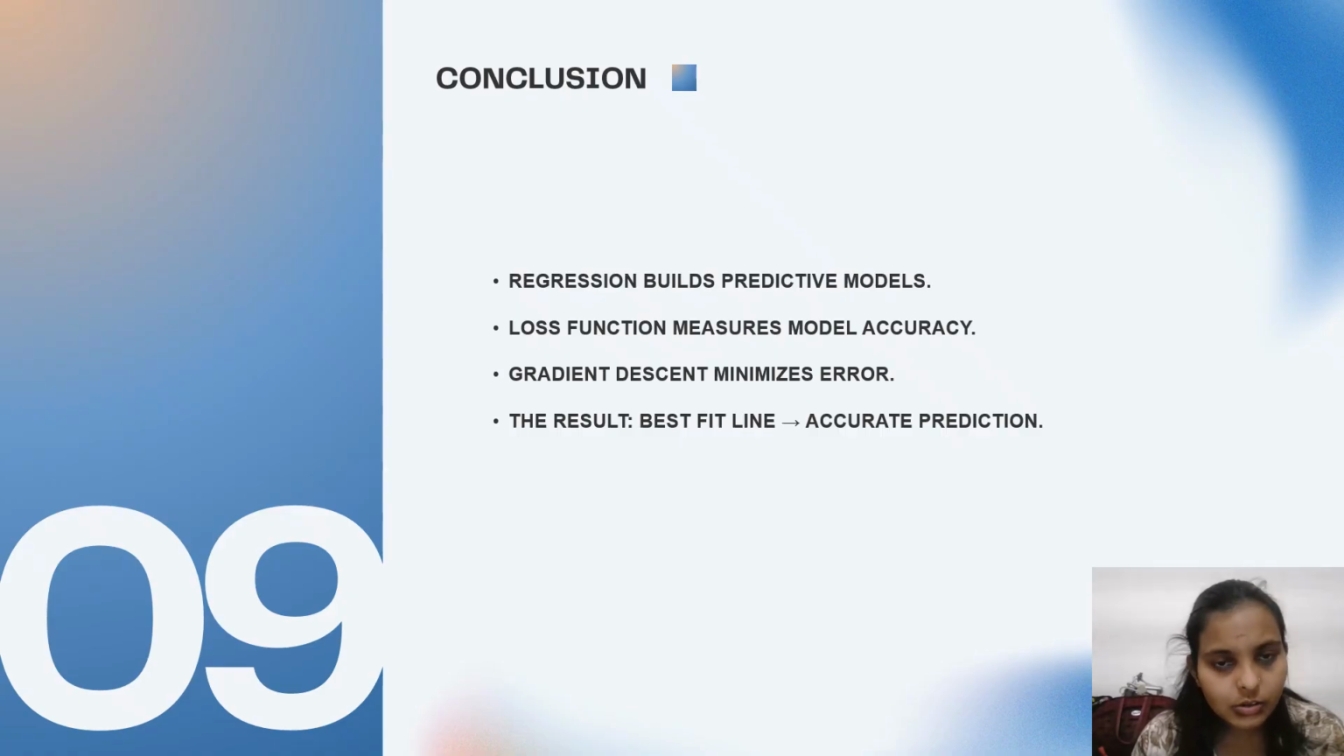So, the conclusion is gradient descent is a cornerstone of machine learning. Understanding it helps us train better models efficiently. Regression builds predictive models. Loss function measures model accuracy. Gradient descent minimizes error. So, the best fit line gives accurate predictions.